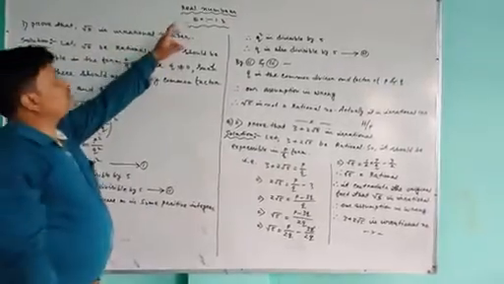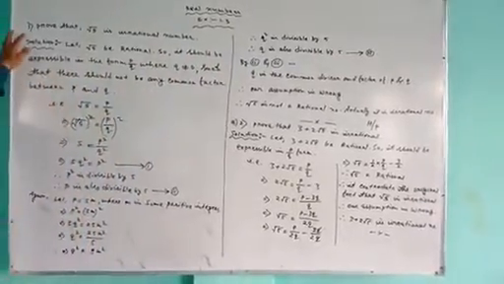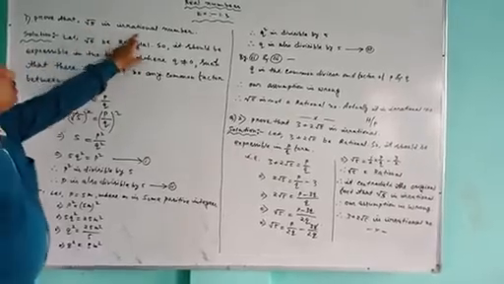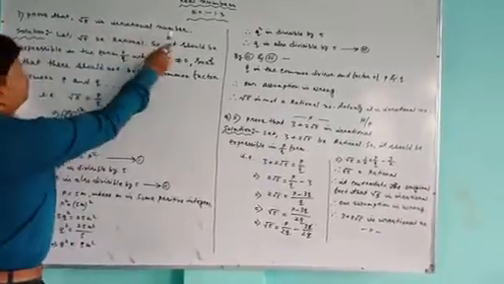Good morning, students. It is chapter Real Numbers, exercise 1.3, question number 1. Prove that root 5 is an irrational number. We have to prove this: root 5 is an irrational number.